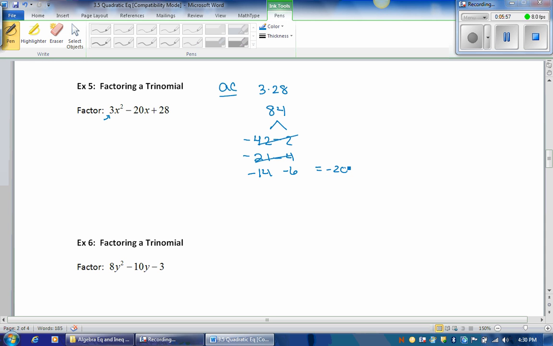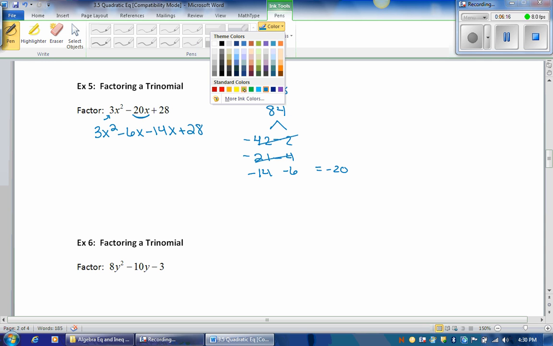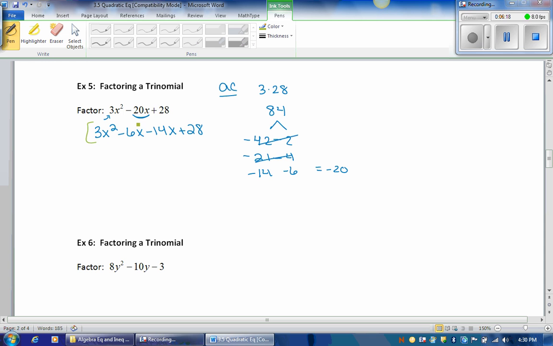So if you remember, we took this center term and we split it up. 3x squared minus 6x minus 14x plus 28, right? We split it. Negative 6x minus 14x gives us our negative 20 back, but it allows us to do that factor by grouping, to look at that first half and the second half.